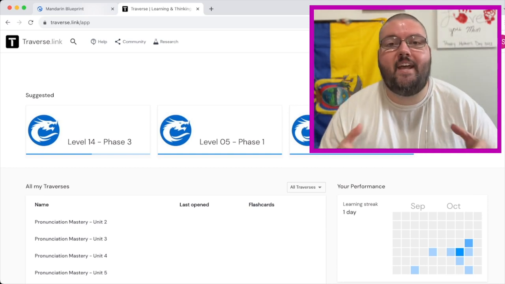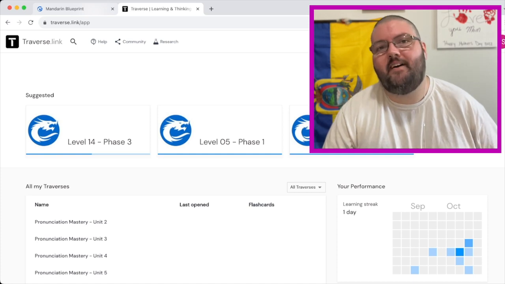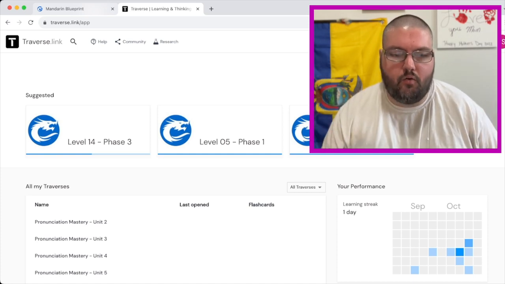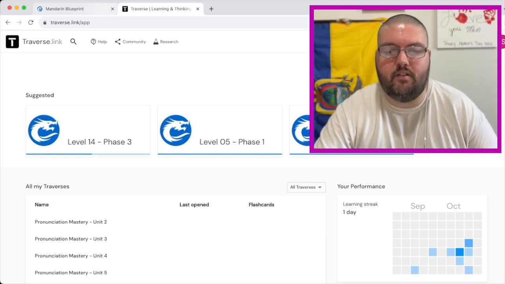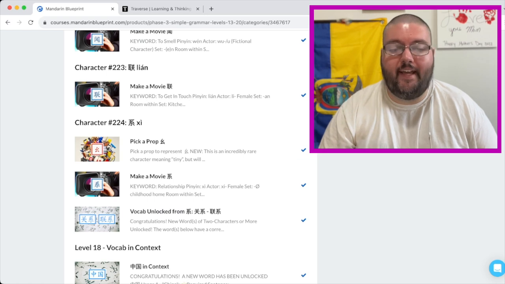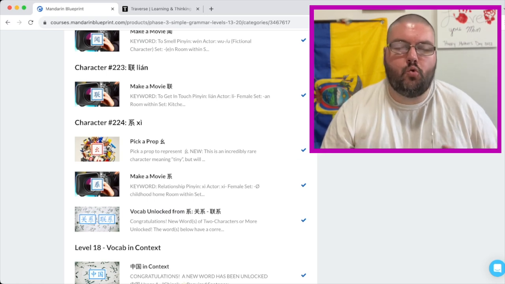And plus, they can update it. So you don't have to worry about downloading a new deck if they upload stuff. All of it is uploaded and updated very regularly. And so I think that is very, very huge for what they're trying to do. So I just finished level 18, which means that I am 224 characters into that.